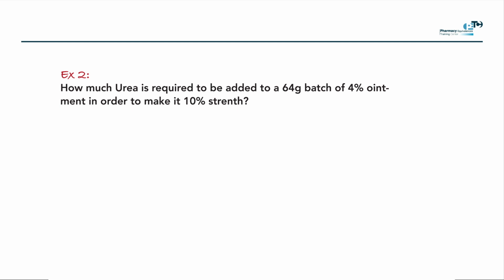Another example here, example number 2. How much urea is required to be added to a 64 gram batch of 4% ointment in order to make it 10% strength? He gives us here the percentage or the concentration of A, which is 4%. But he didn't give us the percentage of B, or the second part of the mixture. How can we get this?